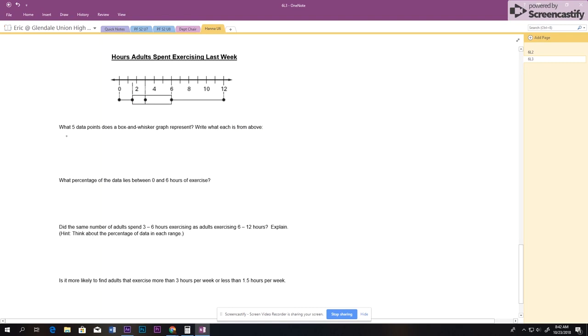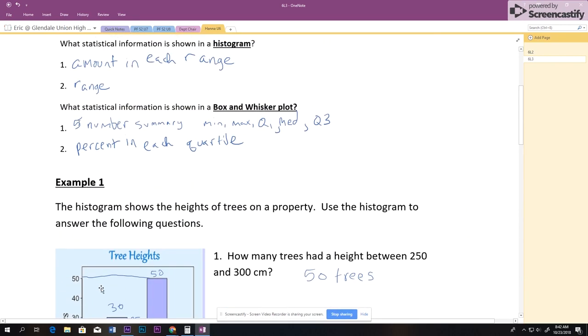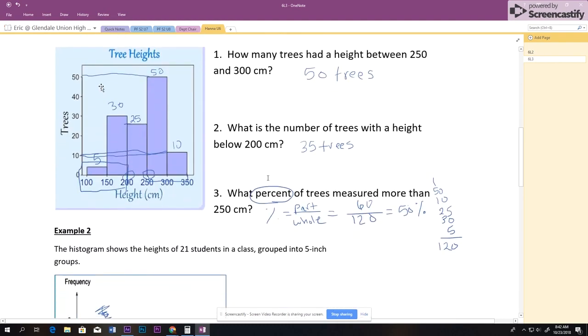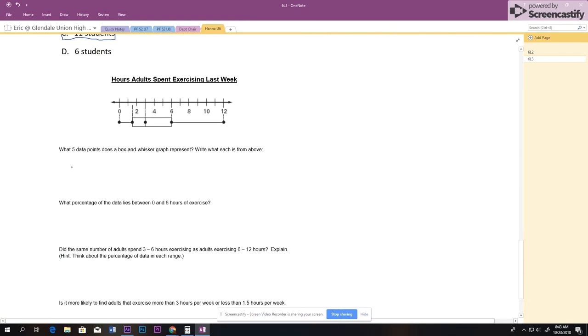So from our notes up top, we know that we can find this 5-number summary: the min, the max, quartile 1, the median, and the quartile 3. So let's identify what those are. All right, so we're going to have our min and our max. Then we're going to have our 3 quartiles, the quartile 1, the median, and the quartile 3.